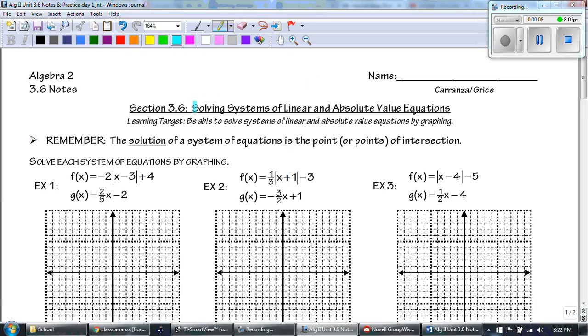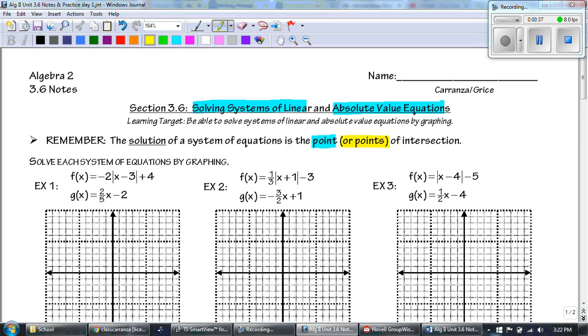Today we're talking about solving systems of linear and absolute value equations. Our learning target today is to be able to solve systems of linear and absolute value equations by graphing. So remember that the solution of a system of equations is the point or points of intersection. Okay, so we're going to be trying to find where our graphs intersect.